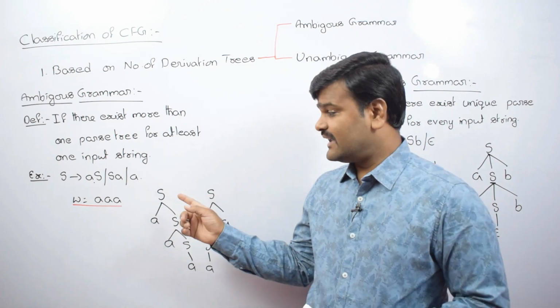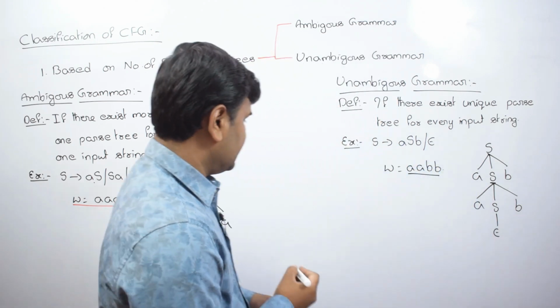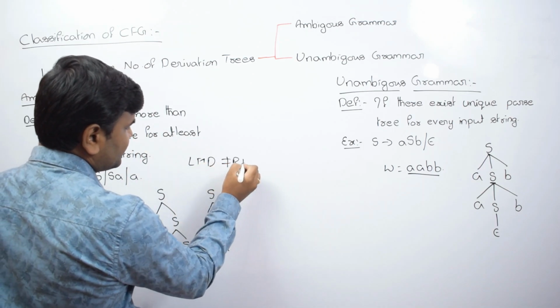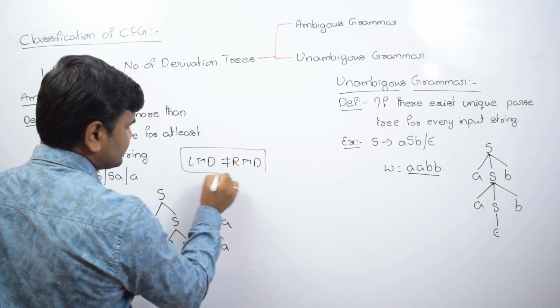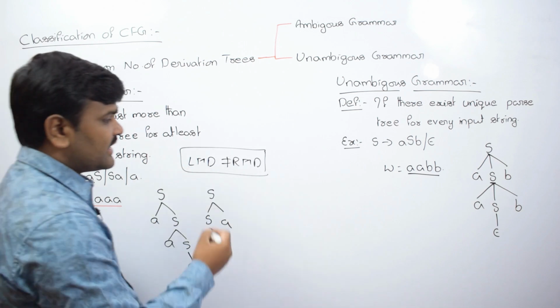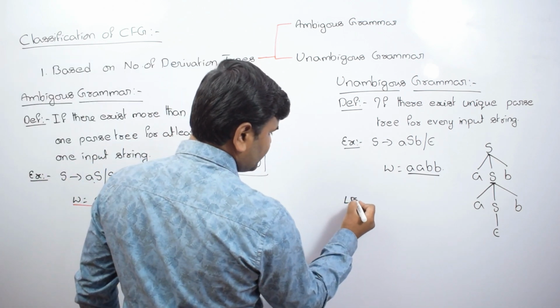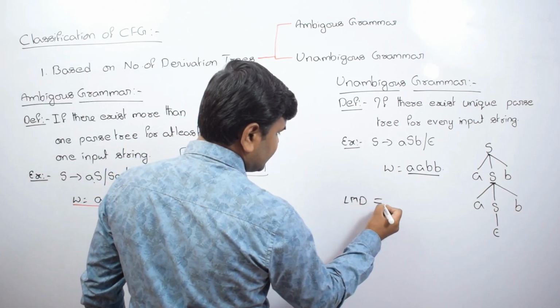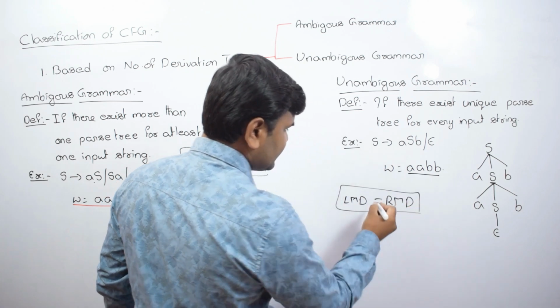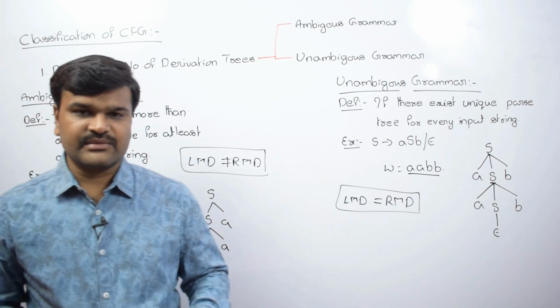So in that case, leftmost derivation is not equal to rightmost derivation. In case of unambiguous grammars, the leftmost derivation tree is the same as the rightmost derivation tree. That is the important first point.